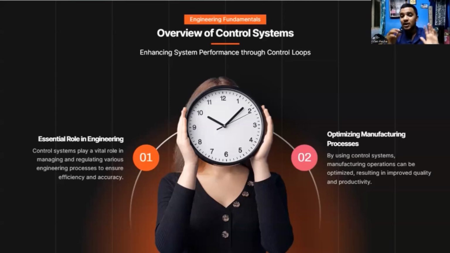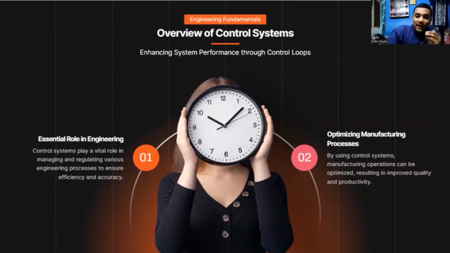Before we start anything, control system is a complete subject you'll be studying when you come to your fourth semester in electronics and communication. It is a really interesting subject where you will find different types of problems, and you'll be happy to solve those problems if you get good teachers like I have.